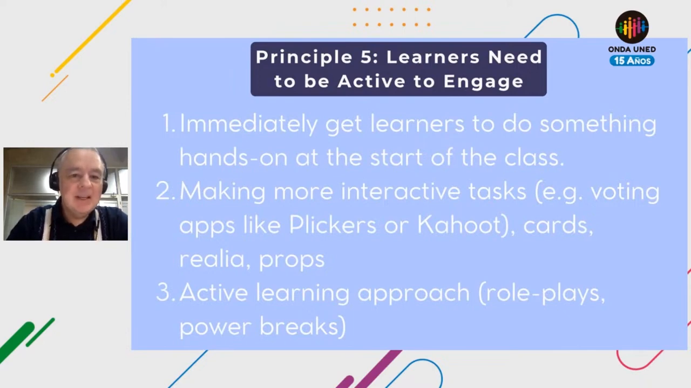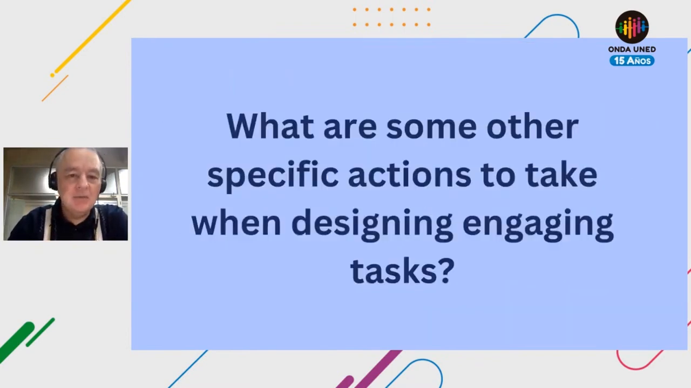These are some practical recommendations. Immediately get learners to do something hands-on at the start of the class. Okay, get them to do something right from the get-go. Make more interactive tasks, and this is something that you mentioned also. So for example, you have applications like Flickr, Kahoot. You can use cards, realia, and props. Props are objects, the real objects that you use. If you're talking about a plant, you use the plant, and a prop is an object that represents that real object. Active learning approach, role plays, power breaks, and we mentioned power breaks before.